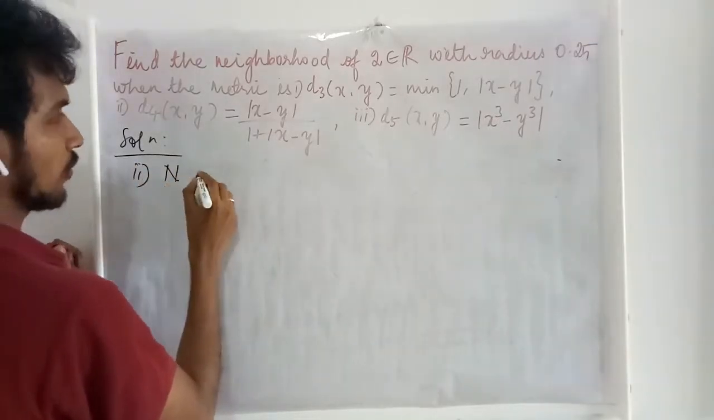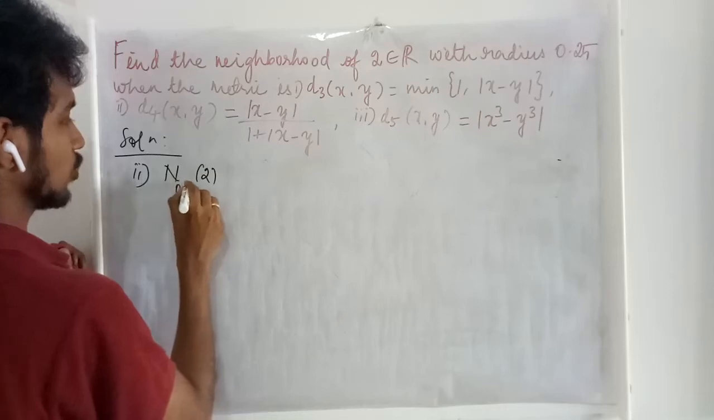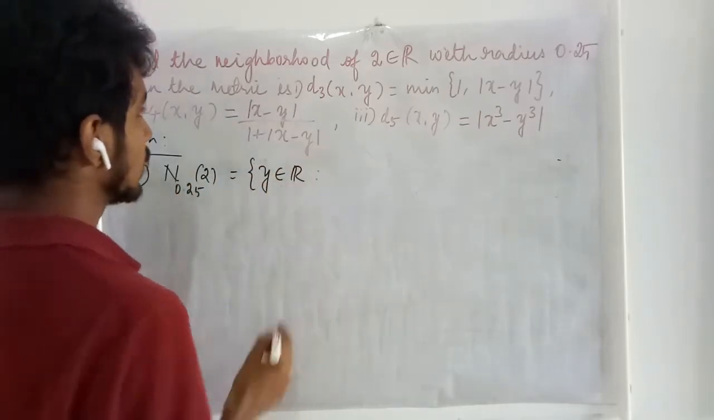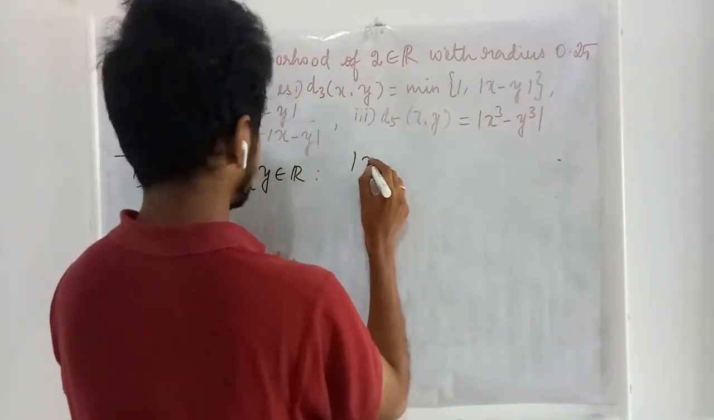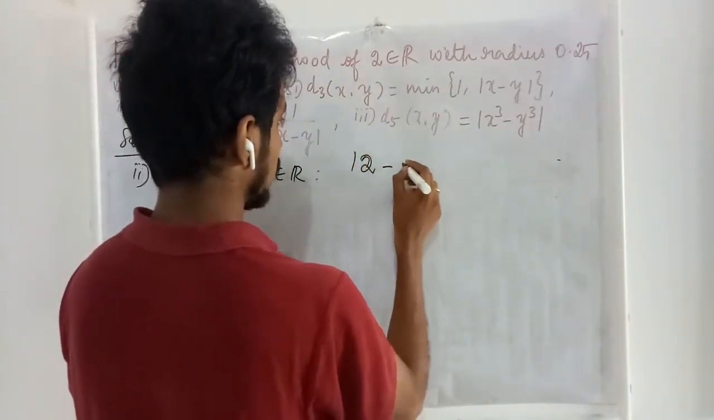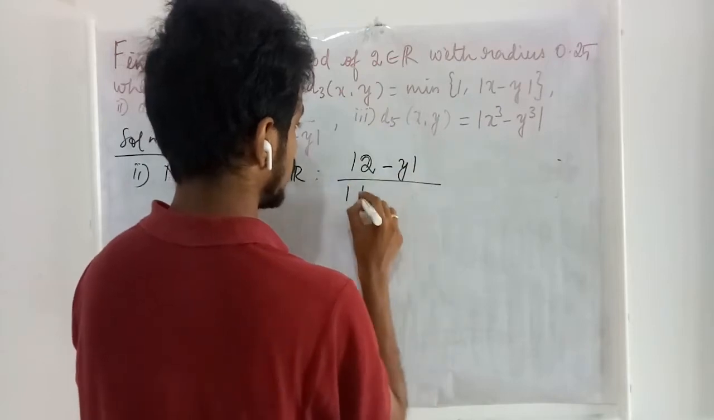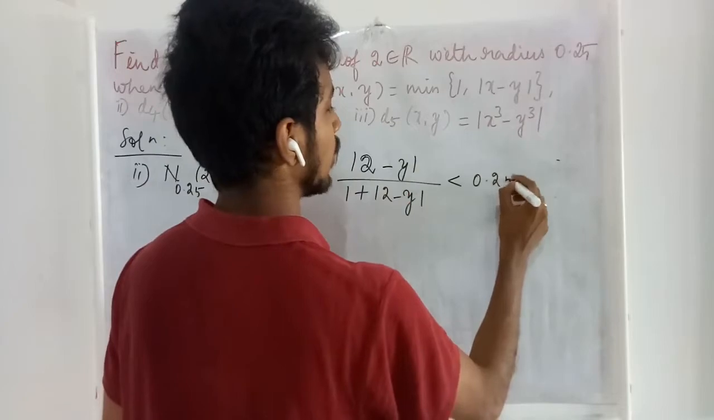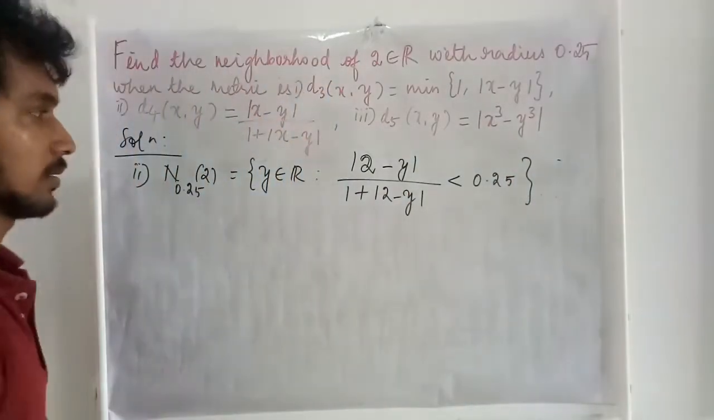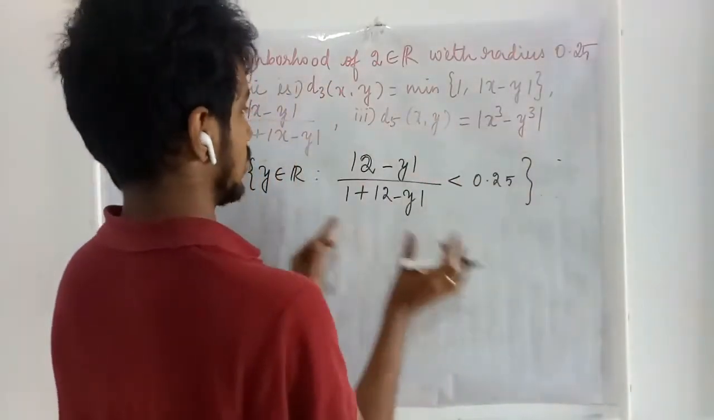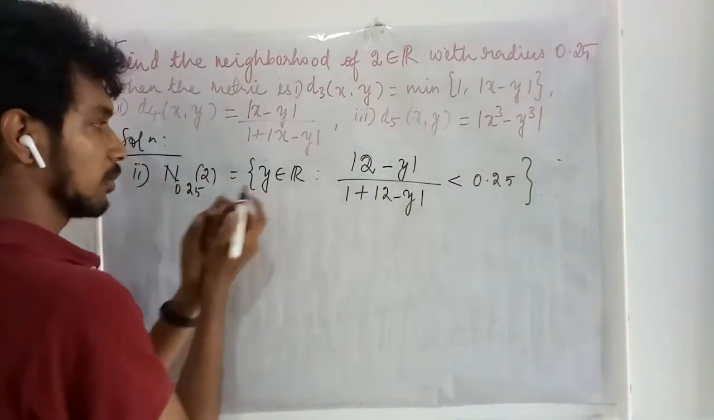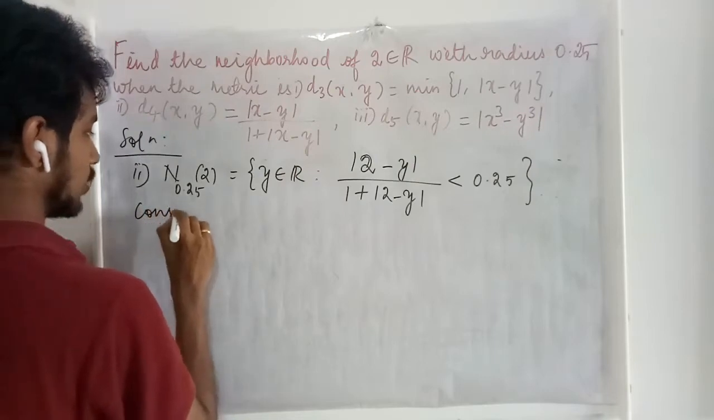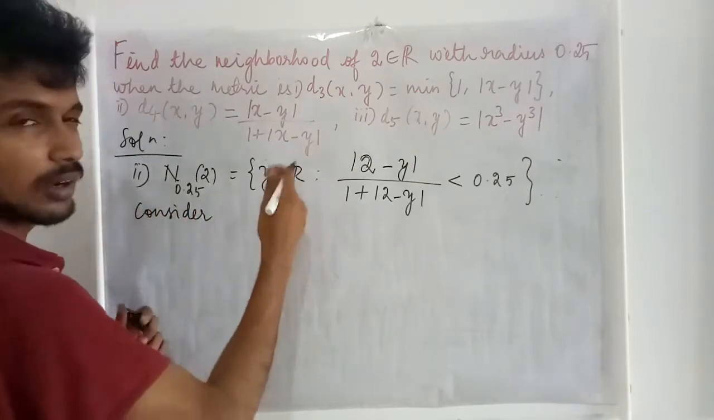Here also we are going to find out the neighborhood of 2 with radius 0.25. It is going to be the collection of points in the real line such that absolute of 2 minus y upon 1 plus absolute of 2 minus y is less than 0.25. It is the case, right? Now let us solve this and see what the neighborhood is in this case.